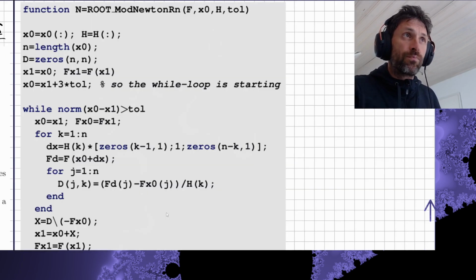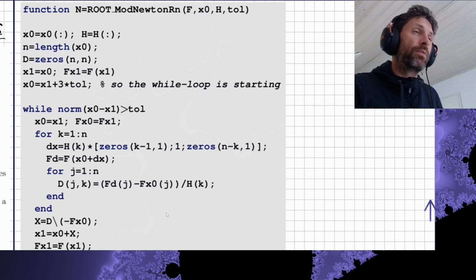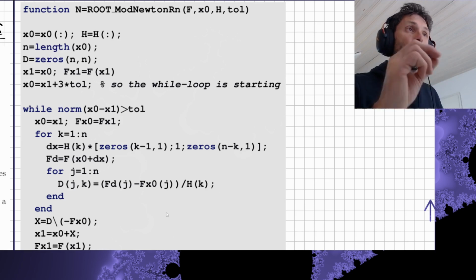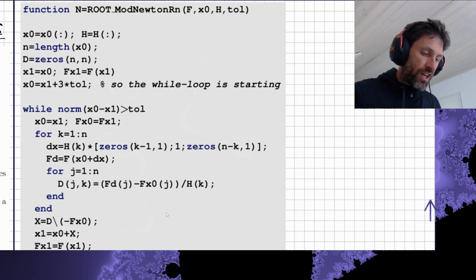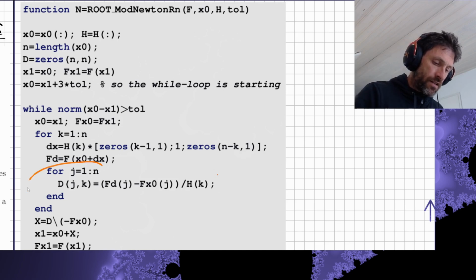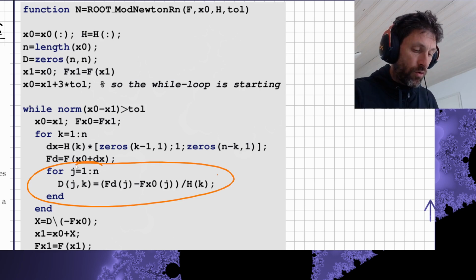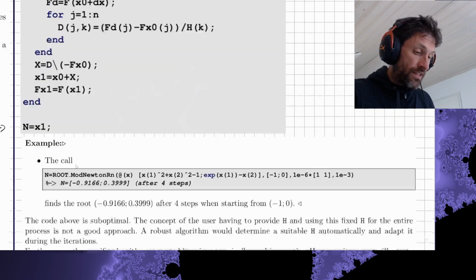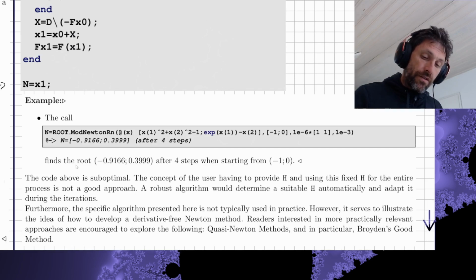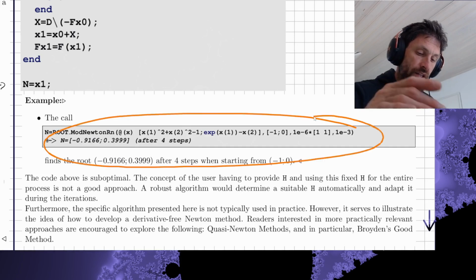But that's the truth about every algorithm in this field. That's the code. The code is very similar. It's more or less a copy from the Newton method with slight modifications. You can check which are the modifications. Here is the guess of the Jacobian, and the rest is more or less the same. And then you can call it here in that way.